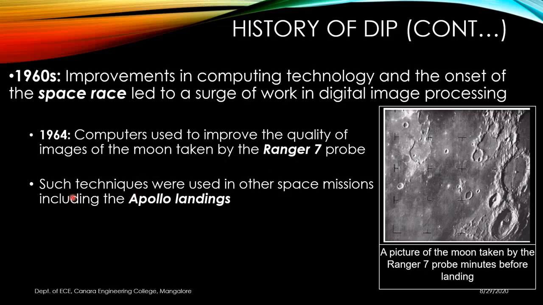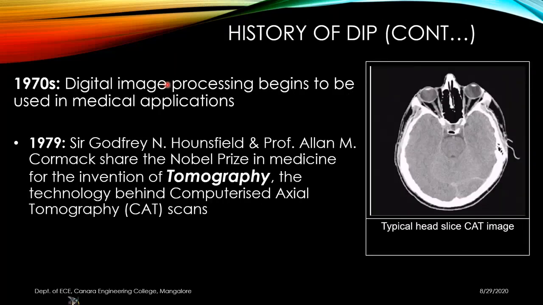By the 1970s, digital image processing was being used in medical applications. And in 1979, Sir Godfrey N. Hounsfield and Professor Allan M. Cormack got the Nobel Prize for the invention of tomography, which is the technology behind computerized axial tomography scans, which revolutionized the way of medical imaging and diagnosis related to the brain or other body parts later on. And this is a picture of a typical head slice CAT image.